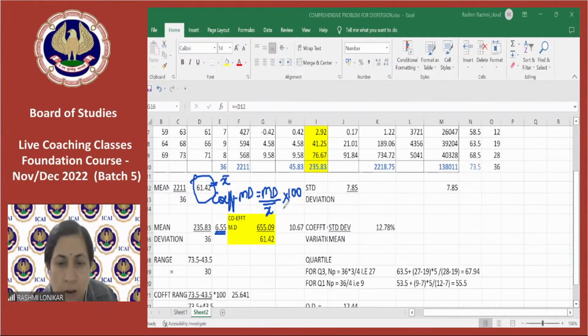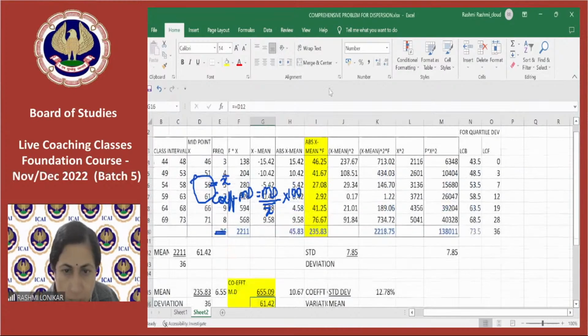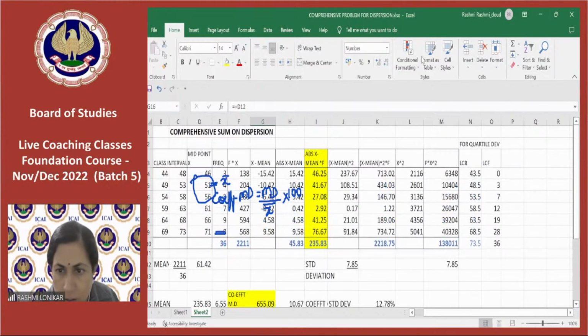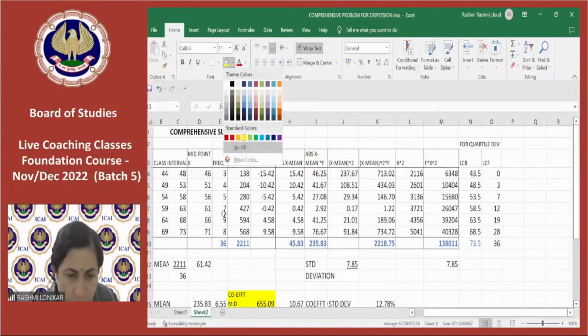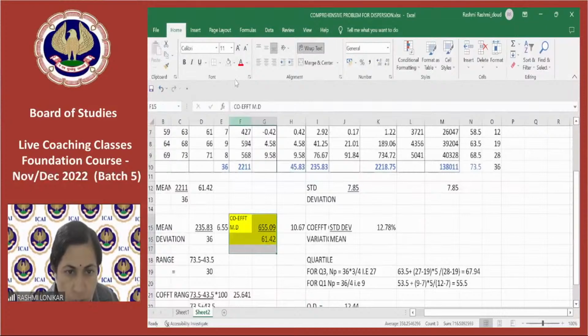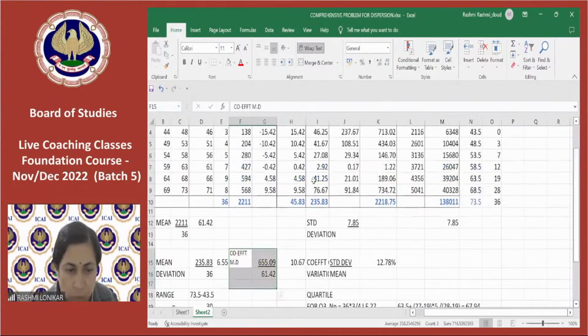Okay, so I am able to find the mean, the mean deviation, and the coefficient of mean deviation. Now I want to find what?